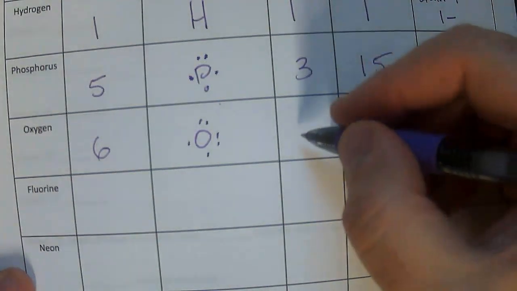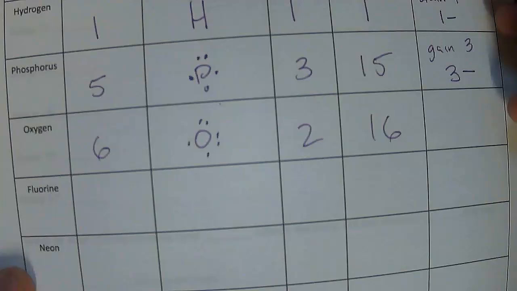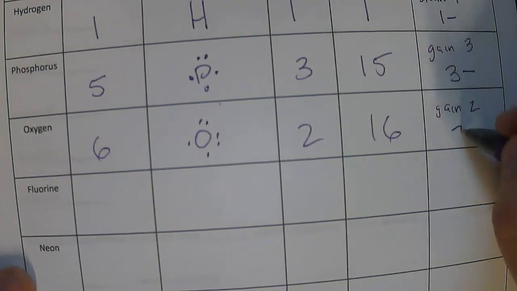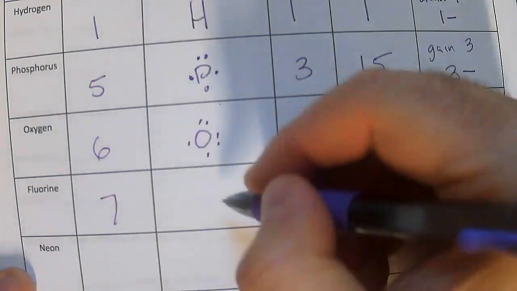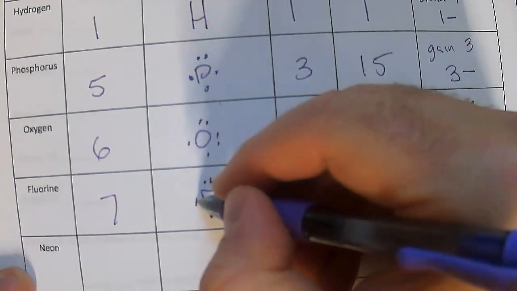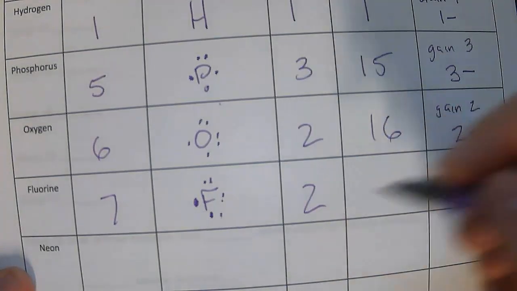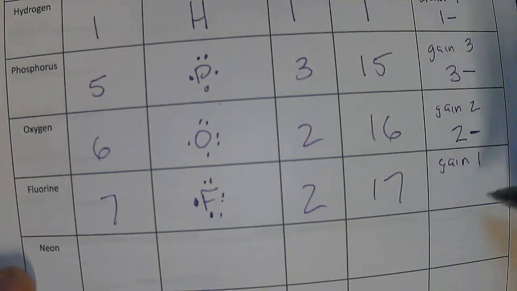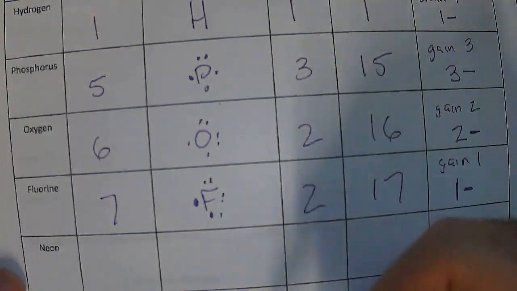Oxygen has 6 valence electrons. 1, 2, 3, 4, 5, 6. Its valence shell is 2, group number 16, and it's more likely to gain 2 than it is to lose 6, so that's going to be a 2 minus charge. Fluorine has 7 valence electrons. 1, 2, 3, 4, 5, 6, 7. Its valence shell again is 2. Its group number is 17, and this is going to gain 1 electron, so it's going to be a 1 minus charge.